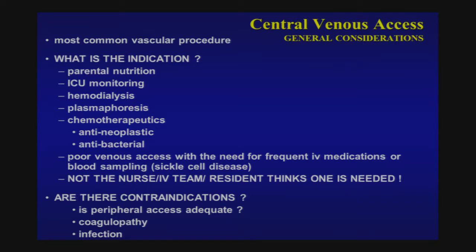Because nothing we do is benign. There's a lot of things that can go wrong with putting in a central line. And if you're going to put one in, always make sure you look at their coags. Check if they have positive blood cultures or whatnot, something that is going to make them more set up for infection.